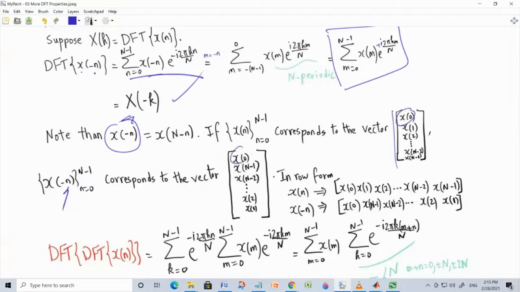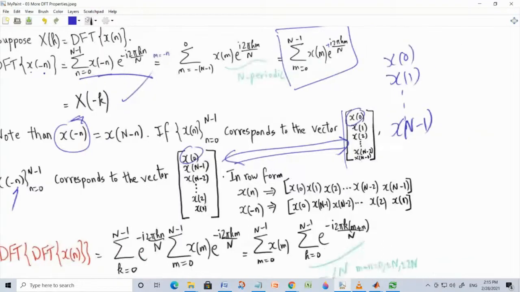So x of 0 is x of 0, because x of minus 0 is x of 0. And x of minus 1: if you put n equals 1, it is x of big N minus 1, then x of big N minus 2. If you compare these two vectors, time reversal is like this. This is your original vector. Time reversal is as if you fix the first guy, take the other n minus 1 samples, and flip them upside down.